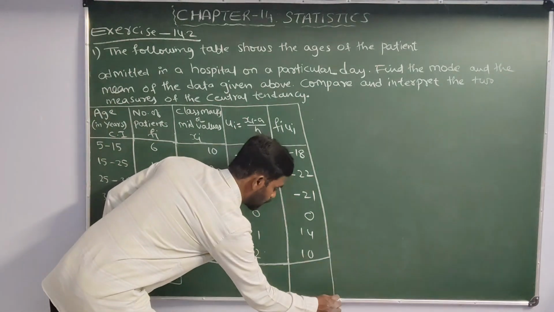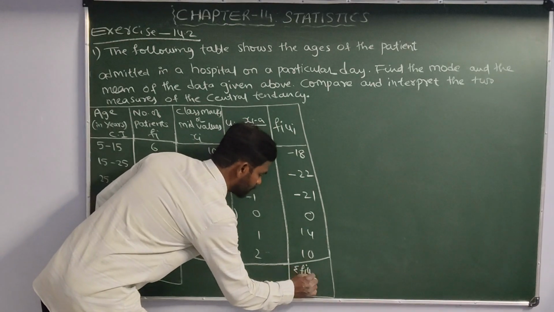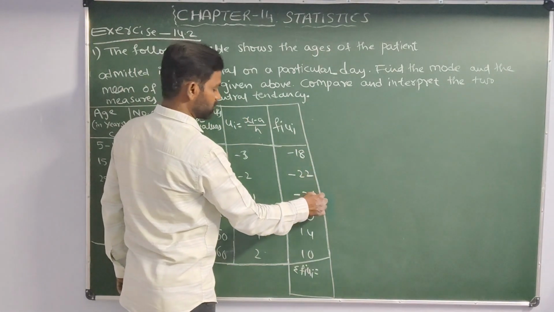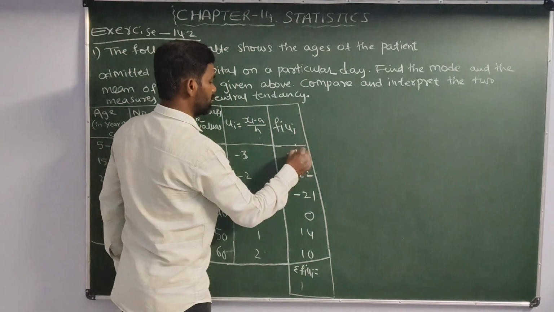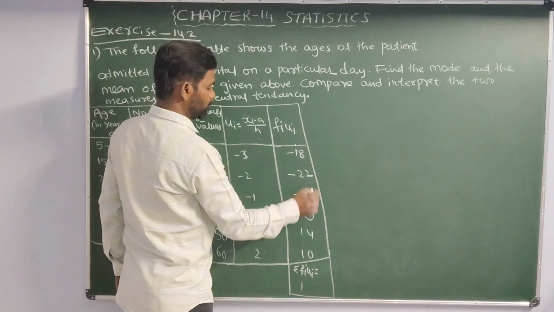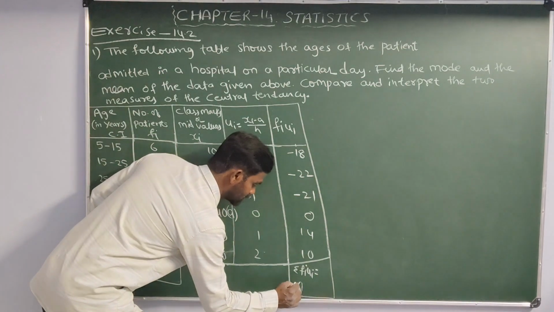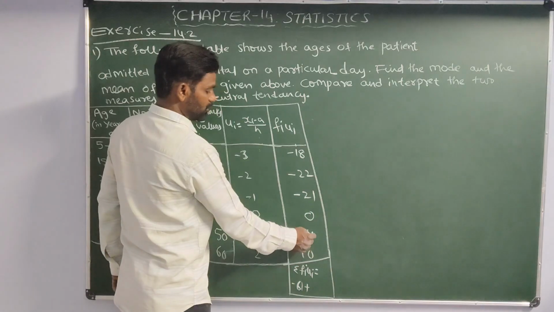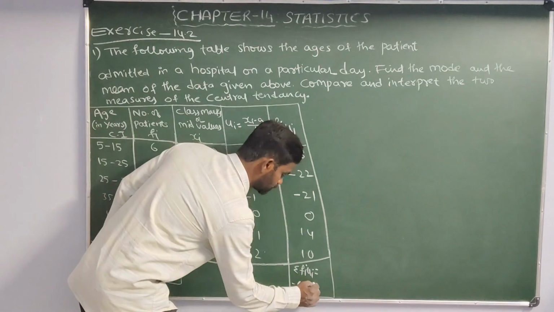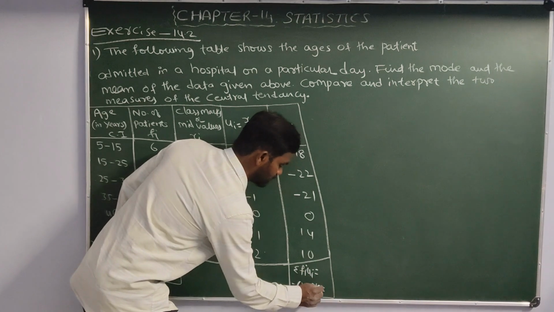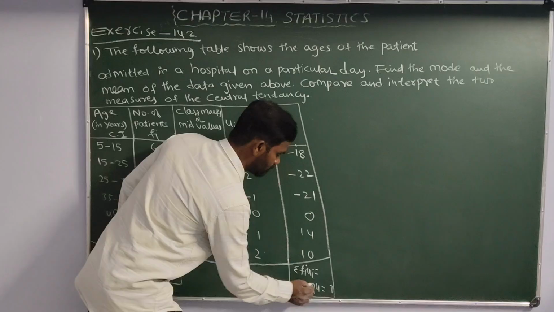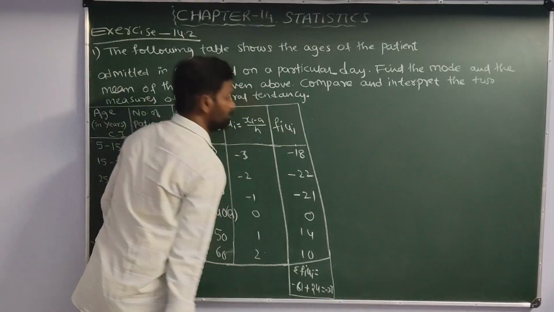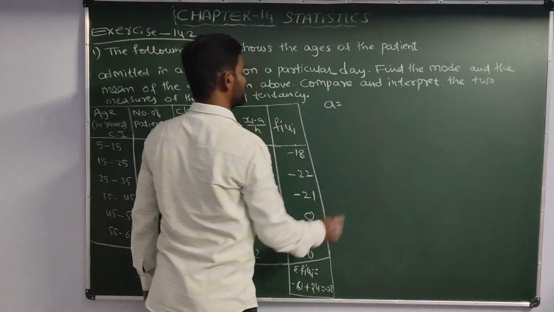Next we have to add sigma FiUi. First add the negative values. 8 plus 2 is 10. 10 plus 1 is 11. 1 carry. 1 plus 1 is 2. 2 plus 2 is 4. 4 plus 2 is 6. That is minus 61. Let us add the positive values. 14 plus 10 is 24. So 11 minus 4 is 7. 5 minus 2 is 3. That is minus 37. So let us write the values here.